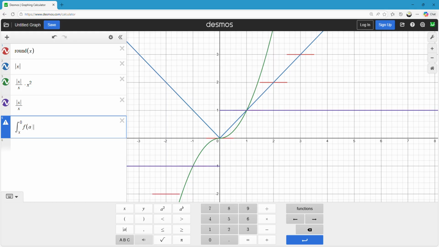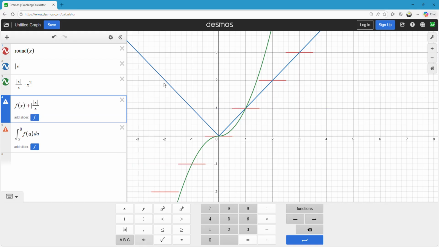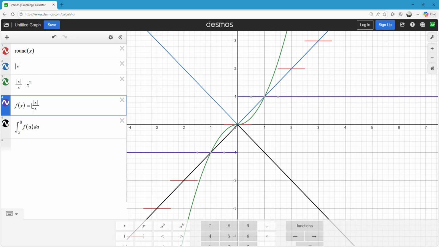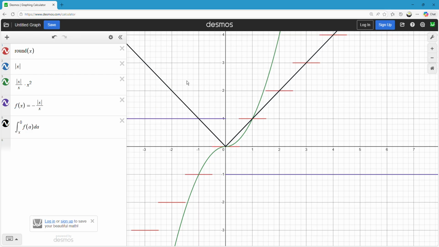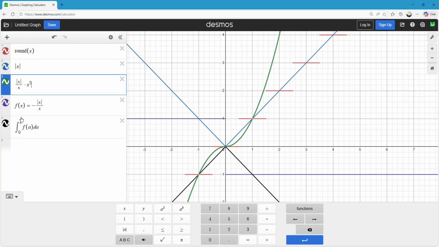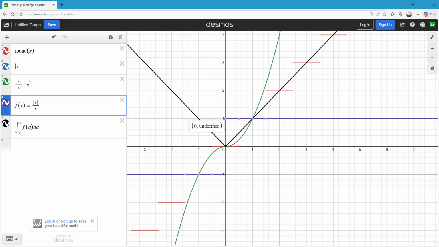So if we have a function of this, f of x equals that. Oh wait, that's the negative version of that. Okay, so we're gonna do, there we go. So that would be the antiderivative of, did I have this actually just incorrectly oriented? Yeah, I did, never mind. Sorry about that. So this would be the antiderivative of the absolute value of x.